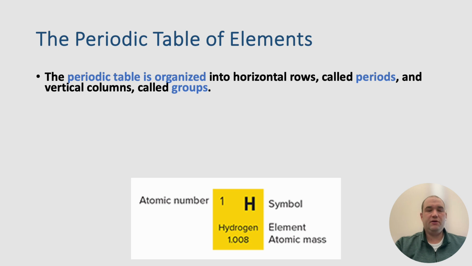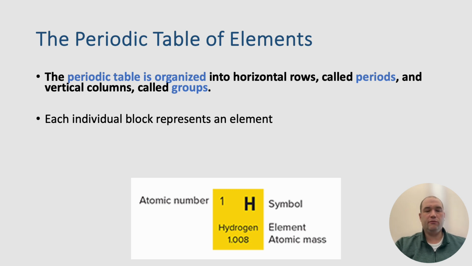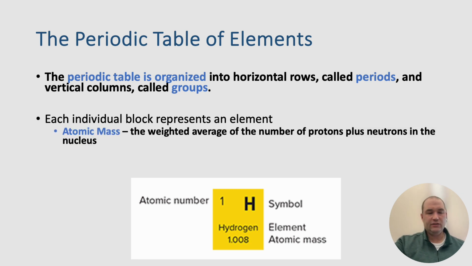Now, that brings us to the periodic table. Now, the periodic table is organized into horizontal rows, which are called periods, and vertical columns, which are called groups. Each individual block on the periodic table falls within one of these periods and groups, and it allows us to identify where they are located. So each individual block on the periodic table tells us a few things.